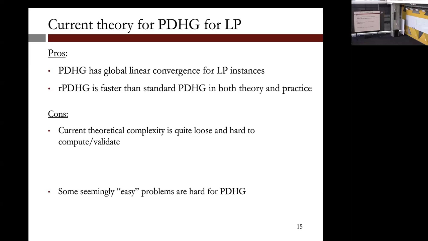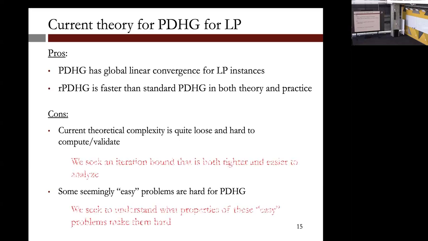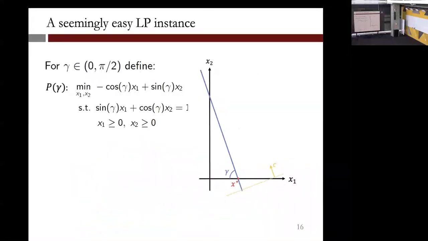And also you can come up with easy problems that are hard for PDHG, and I will show you one very shortly. And so our goals really are, one, can we get an iteration bound that is both tighter and easier to analyze and easier to intuit? And we'd like to understand what properties of these otherwise easy problems make them hard. And if we can do that, then maybe we can modify problems to make them easier through some kind of preprocessing.